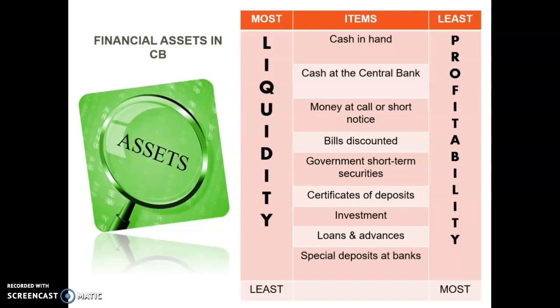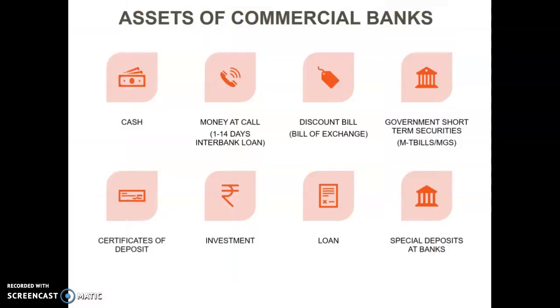In a bank, their asset items are slightly different. Their asset items are money at call, bills discounted, government short-term securities, certificates of deposit, investment, loans and advances, and special deposit. Let us look at them one by one.